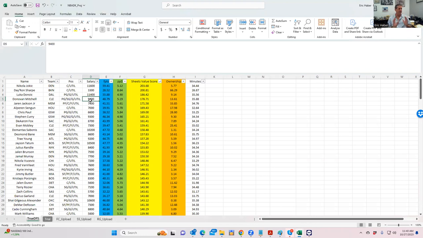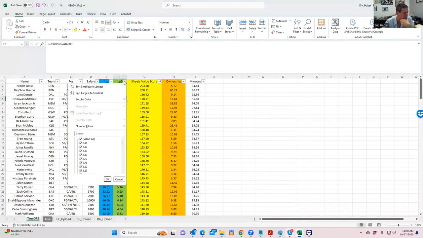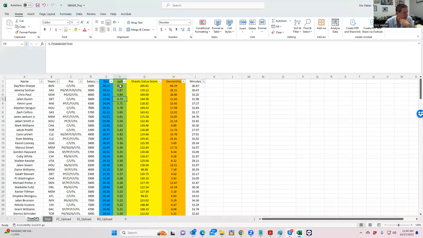So the point of the matter is, when you're looking at this and you sort by sheets value score, you're usually going to get a lot of expensive guys near the top. And when you sort by points per dollar, you're normally going to get a lot of cheap guys near the top. So what you're looking for to find good plays is the following. This is really simple, but the way I start is, when you sort by points per dollar, you want to find guys that are really expensive, or as expensive as possible, okay? Because if it's going to bias the cheapos, we like to find guys that contradict that bias.